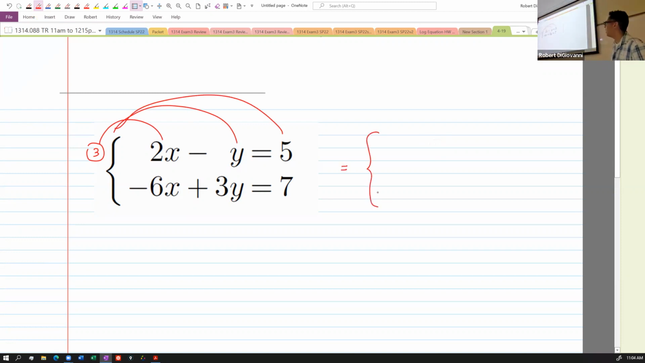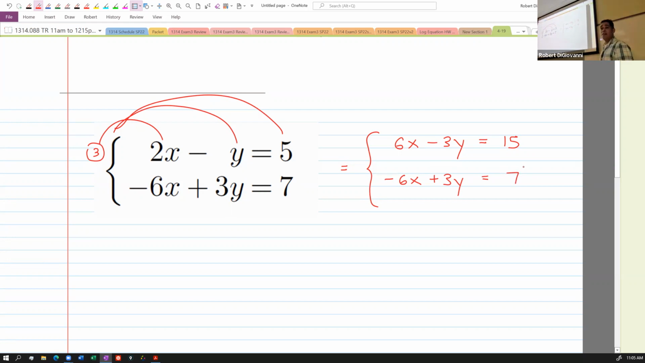What is my top equation? What does it become? 6x, okay. Then what? Minus 3y. And then equals the other side, 15. And then on the bottom, we just leave it, negative 6x plus 3y equals 7. Okay.